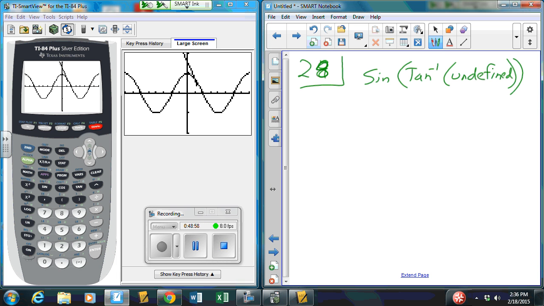So tangent inverse, where is the tangent inverse undefined? At pi halves. So now you're going to take the sine of pi halves. What's the sine of pi halves? 1. Sine of pi halves is the y value, which is 1. Okay. All right. This time, let's do next time. Use the rest of the class to finish it up.